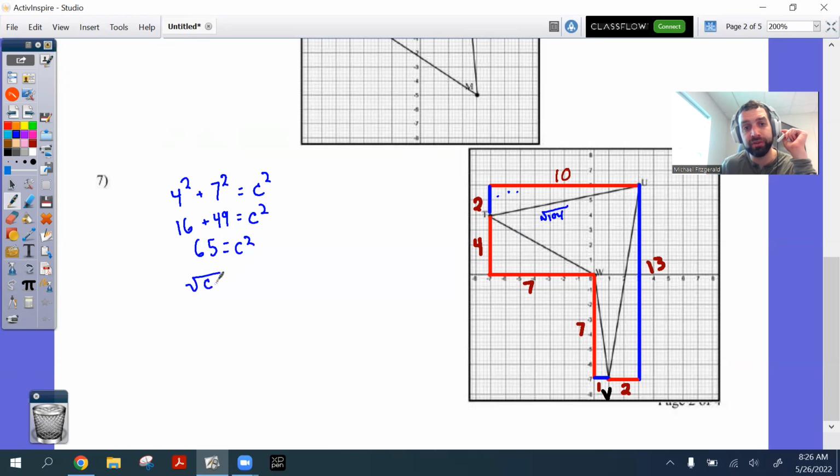Square root both sides. Whoops, square root of 65 is equal to the square root of c squared. So we'll say c is equal to the square root of 65. And we're just going to stop there. Sorry, it's not c squared, it's just c. We're not going to say, oh, that's a little bit bigger than 8. We're just going to stop there. Square root of 65. Now let's try this one, 7 and 1.